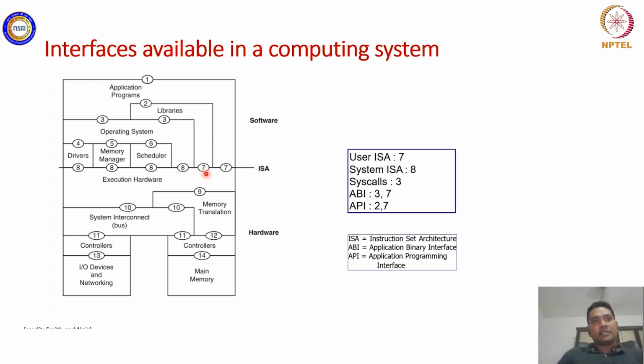ISA has two sets of instructions, because we have user level ISA, which is labeled as 7, and system ISA, which is labeled as 8. So system ISA will be mostly invoked by the operating system as the privileged instructions or privileged calls to this instruction set architecture.